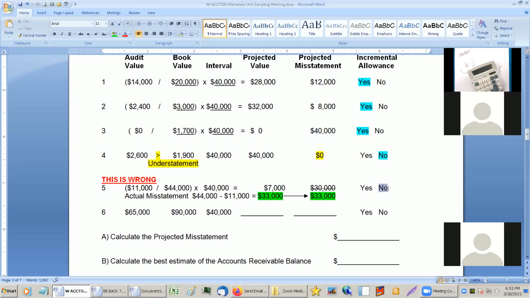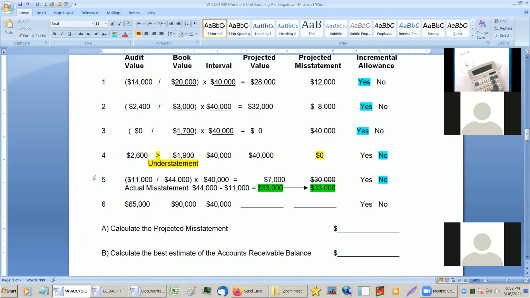Another quirk to this, because it covers the entire interval, it cannot get any worse. There is no incremental allowance. That $40,000 interval cannot get any worse. The entire 40,000 was taken up by this item. So there isn't anything else that could go wrong in that interval. So I think this is wrong now. And that's because this would be the actual misstatement.